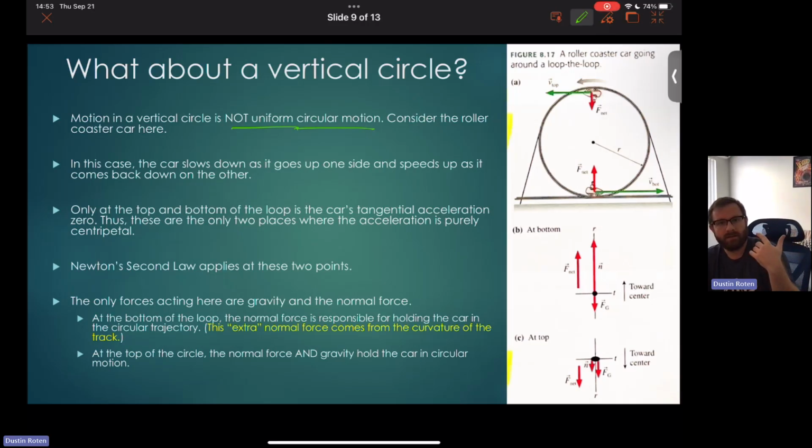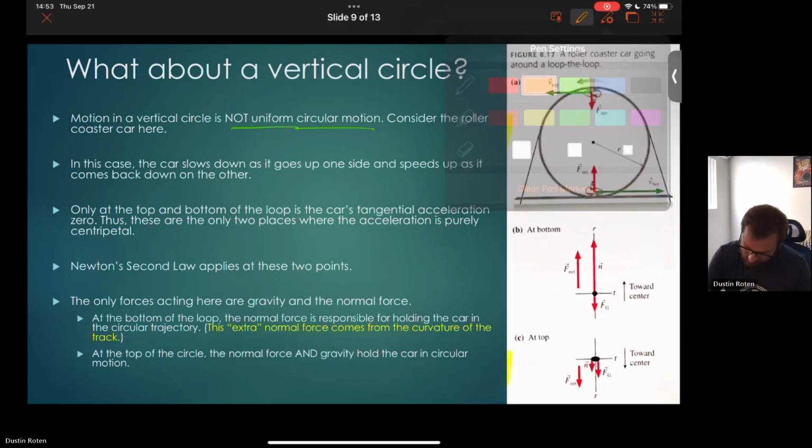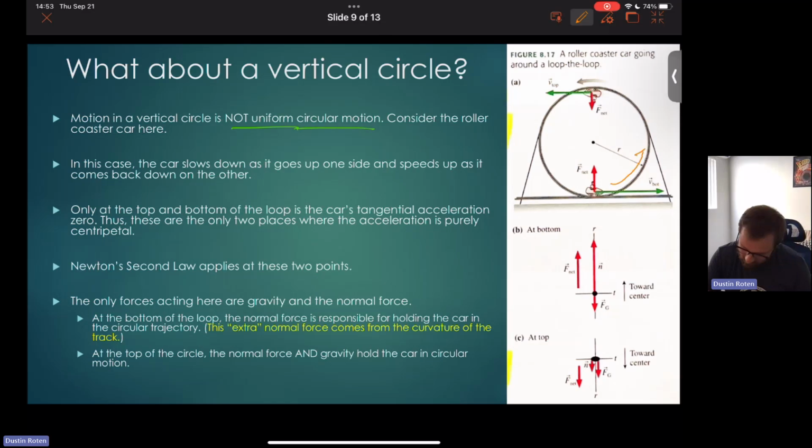So in this case, as the car goes up, let me switch colors and draw it. There we go. As the car goes up, it's actually going to slow down. You can imagine because it's got gravity fighting against it as it goes up. And then when it completes the loop and starts going down the other side, it'll actually speed up as it comes back down. So that's over here on the other side.